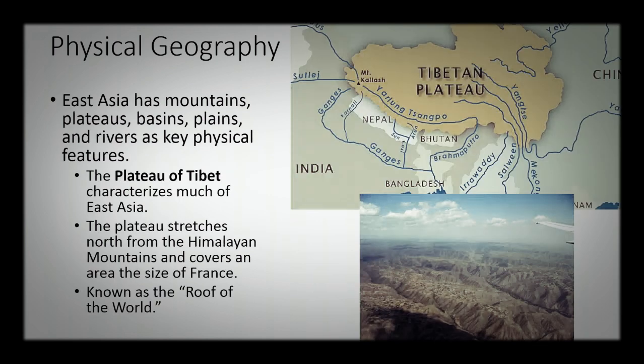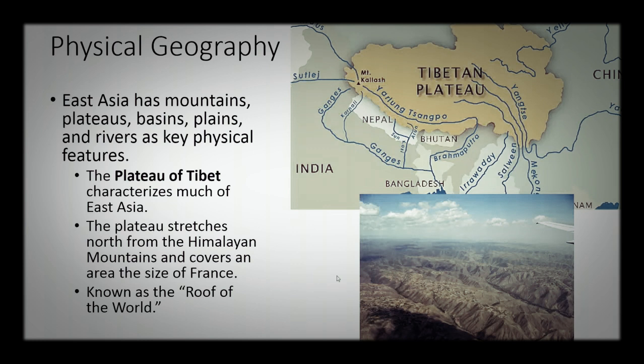In East Asia, we have quite a few landforms as well. First one we're going to talk about is the Tibetan Plateau, or the Plateau of Tibet. It characterizes much of East Asia, most of China, the western portions of China, and it abuts the Himalayan mountains. And it's a very, very large plateau, and on the plateau are a series of deserts and other mountains and other physical features.